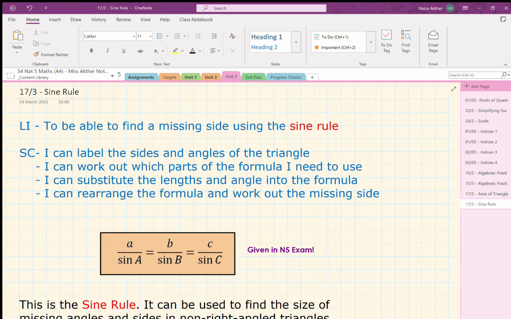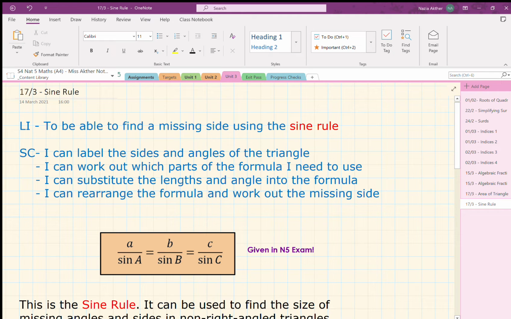The success criteria explains the steps you need to take in order to do this. So by the end of the lesson, you will be able to label the sides and angles of the triangle. You'll then be able to work out which parts of the formula you will need to use to work out the missing side. You'll understand what I mean by this when we do an example. The third step is to be able to substitute the length and angle into the formula, and then finally rearrange the formula and work out the missing side.